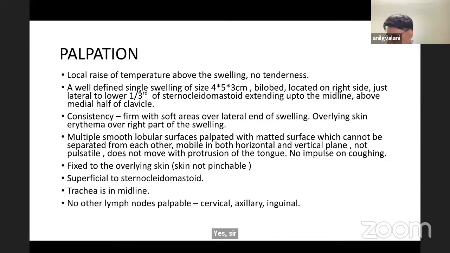Define abscess. Sir, swelling which contains pus. See, a definition is a definition. Understood, beta? It's like mathematics. Either you're right or you're wrong. If I ask you, tell me what you understand by abscess, then you can use your words. What are the types of abscesses that you know?